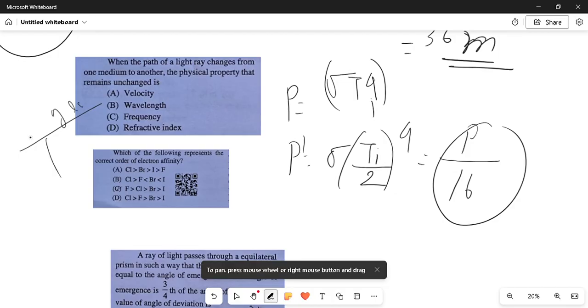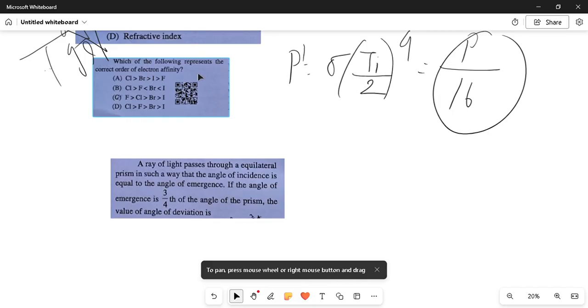Sorry, wait. This medium is air, and this is the glass. Here the velocity of light in the two media is different because the refractive index of the two media is different. Wavelength is also different, but when light passes from one medium to another medium, frequency remains the same. Very easy and good question. When the path of a light ray changes from one medium to another medium, the physical property that remains unchanged is frequency. Okay, good.